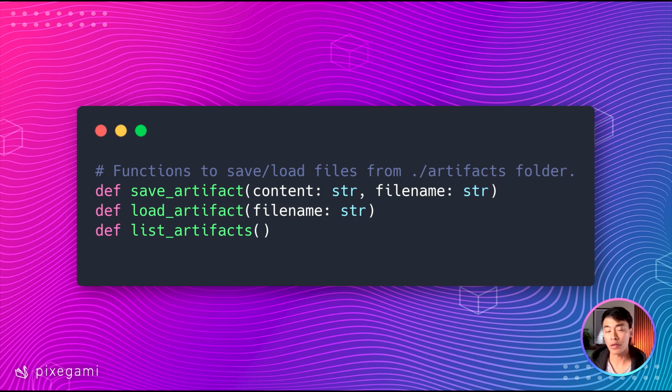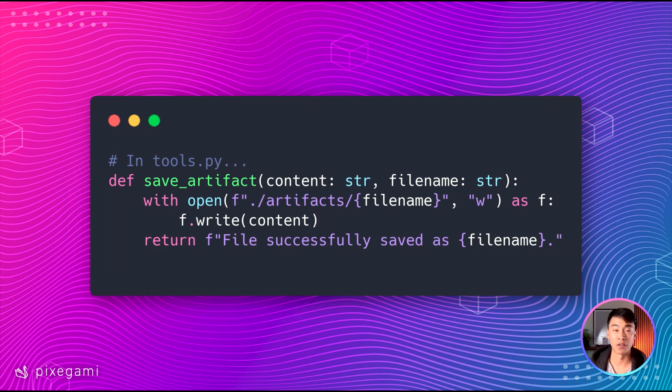Okay, so here are the function signatures I want to implement. There are 3 functions, and I will hard code an artifacts folder that I want Claude to be able to save files into. I also want it to be able to load files from it and list which files are available in that folder. This way, we can have our own bootleg version of the artifacts feature, at least until Claude implements it officially. Here's an example implementation of one of these functions. It's pretty standard, just a simple function to write text into a file.